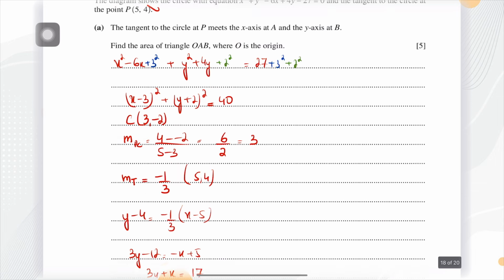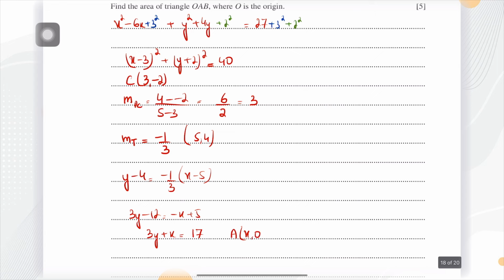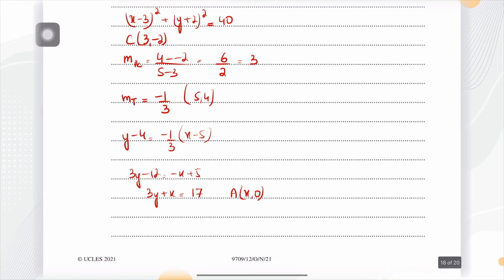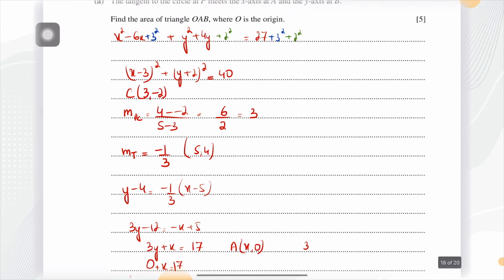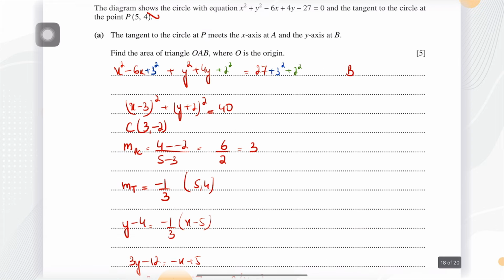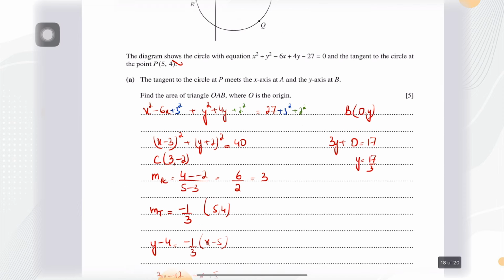If I want to find the coordinates of A, they will be (x, 0). So y is 0 and x equals 17. So the coordinates of A are (17, 0). For the coordinates of B, we'll have (0, y), so you plug in 3y plus 0 equals 17, which means y equals 17 upon 3. So this is the final stretch now.